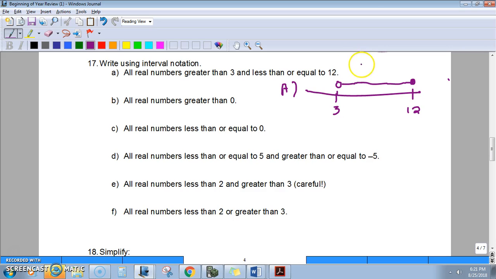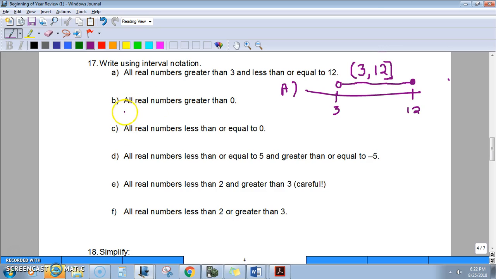Interval notation means we would write it like this. We would say it is greater than but not equal to 3, and that means a curved parenthesis. I think it's just parenthesis. So you put 3, and then a comma, and it goes up to 12. But because it can be equal to 12, instead of the regular parenthesis, we put a square bracket. So the curved parenthesis is that open circle, and the square bracket is that closed circle.